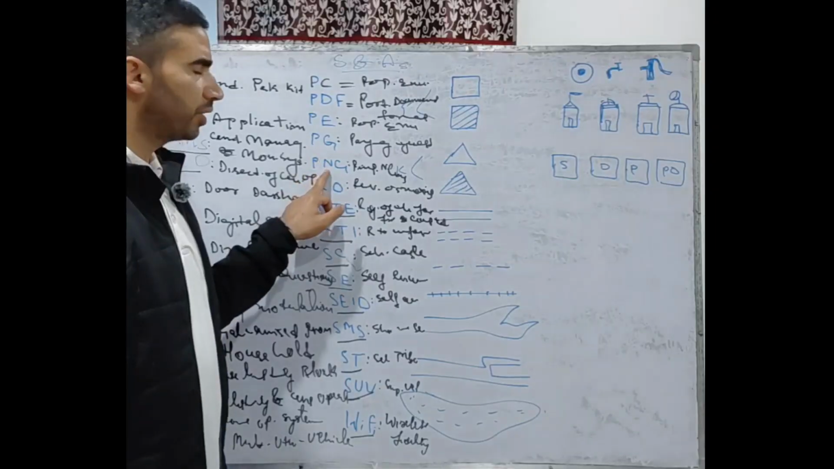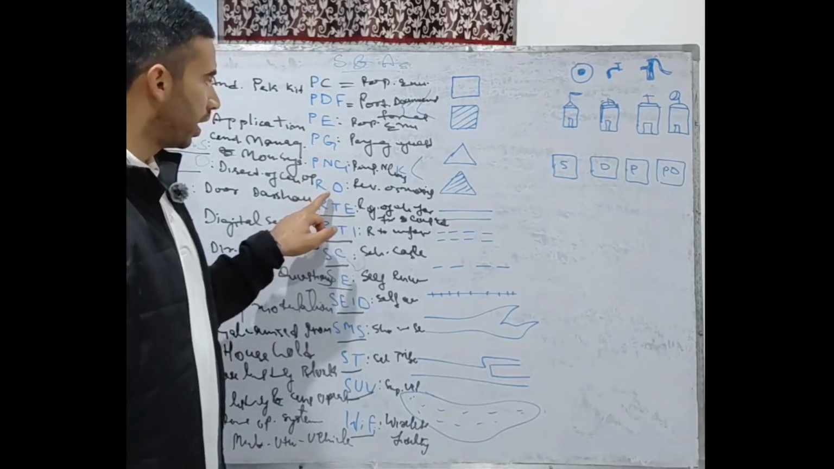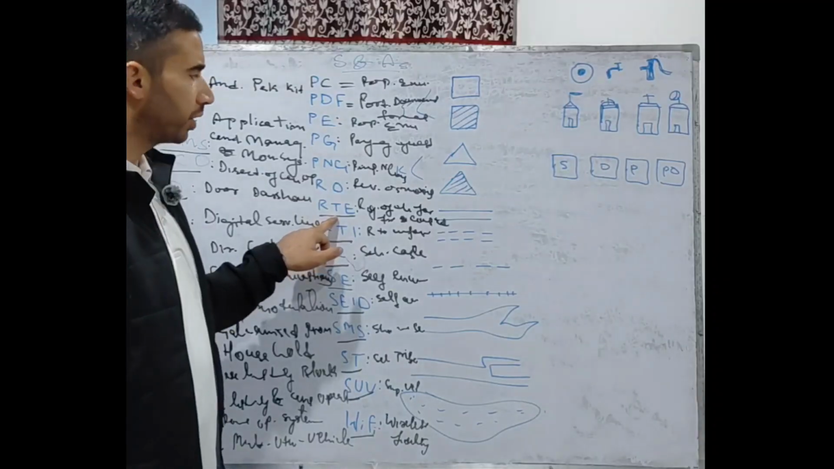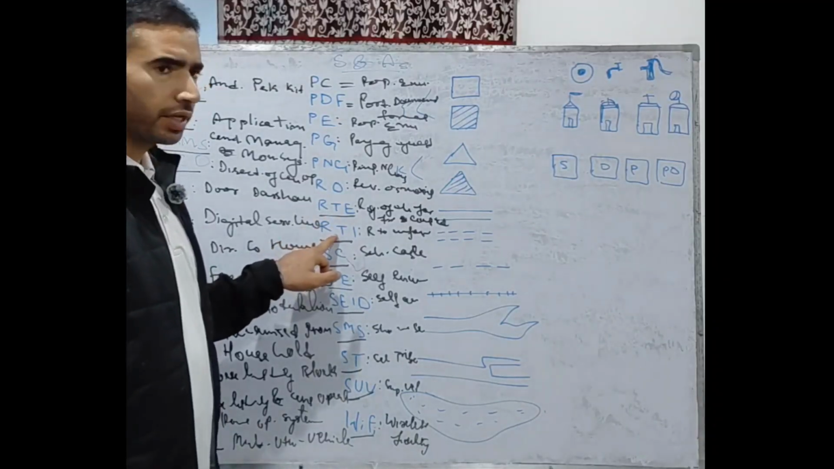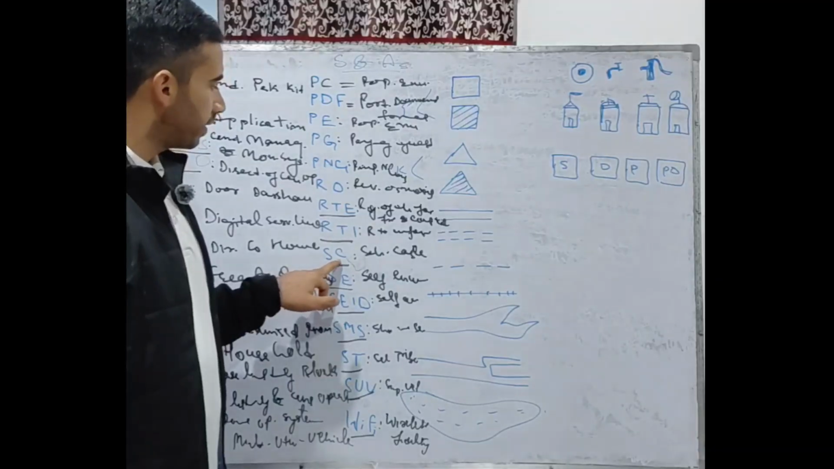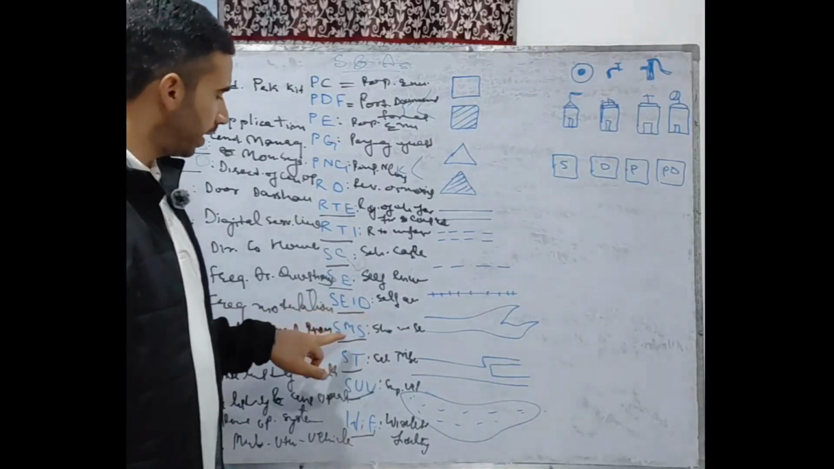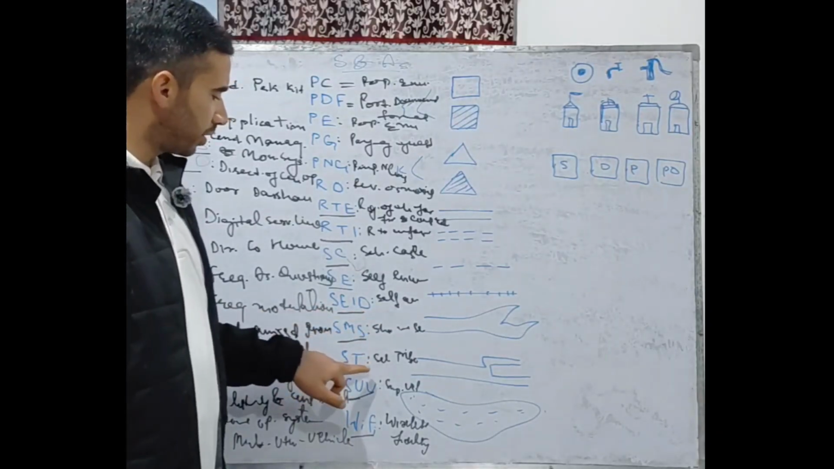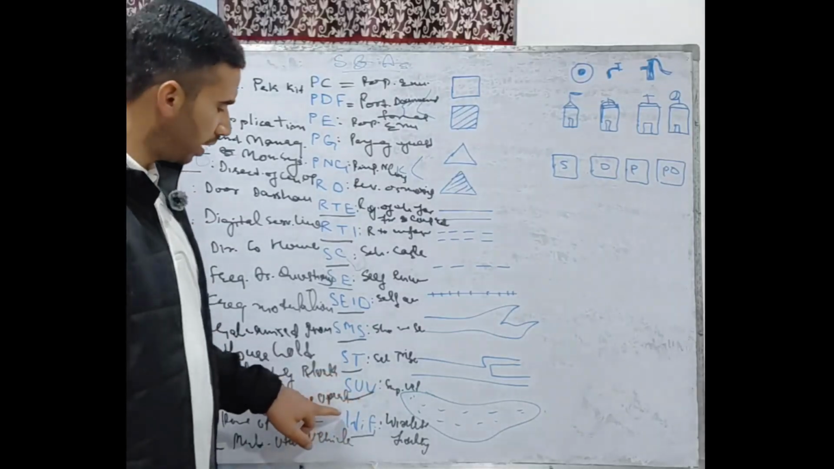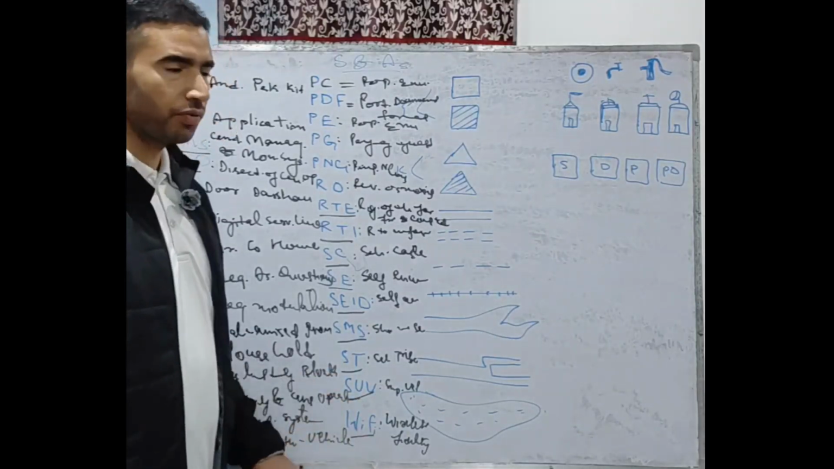PG is paying guest. PNG is piped natural gas. RO is reverse osmosis. RT is right of children for free and compulsory education. RTI is Right to Information Act. And SC is scheduled caste. SE, self-enumeration. SEID, self-enumerator's ID. SMS, short message service. ST, scheduled tribe. SUV, sports utility vehicle. And then we have Wi-Fi, wireless fidelity.